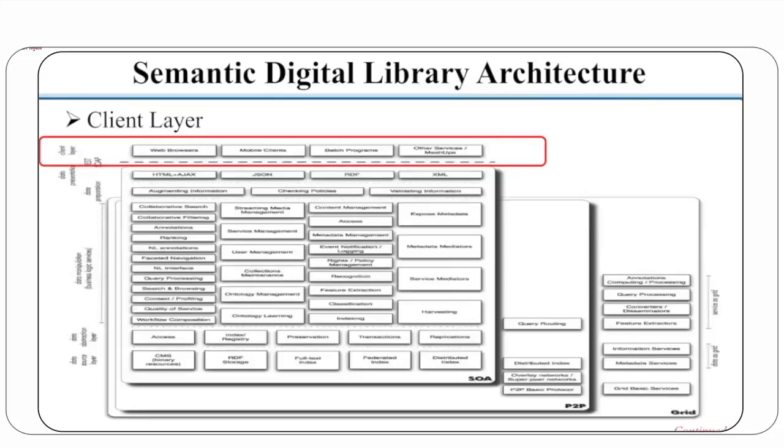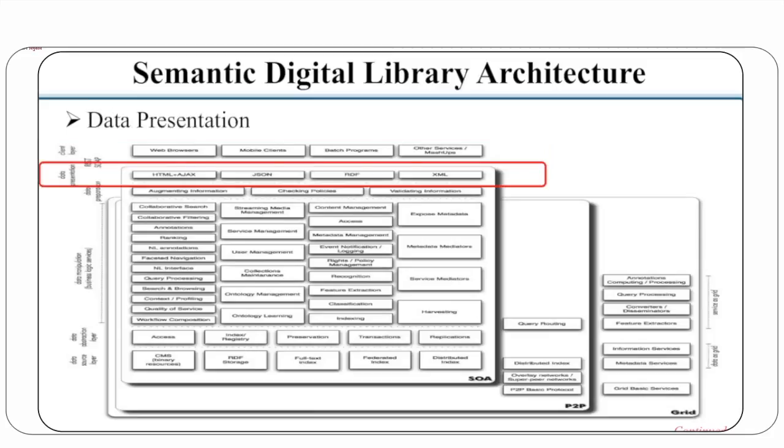The client layer represents applications used to access the digital library content, which include graphical user interfaces available through web browsers or mobile browsers, programs that process the content for their own purpose, or mashups that consume the content and provide it through an integrated portal or service. Data presentation.